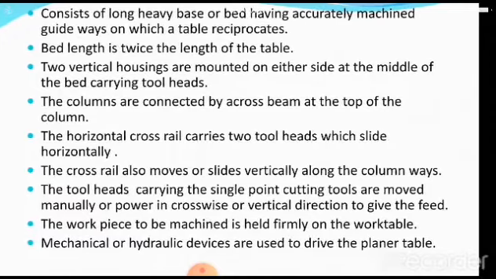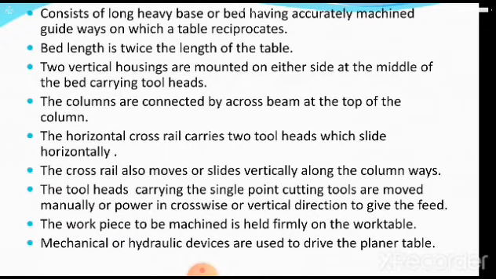The columns are connected by a cross beam at the top of the column, which I have explained just now. The horizontal cross rail carries 2 tool heads which slide horizontally. The cross rail also moves or slides vertically along the column ways. The tool heads carrying the single point cutting tools are moved manually or by power in the crosswise or vertical direction to give the feed. The workpiece to be machined is held firmly on the work table. Mechanical or hydraulic devices are used to drive the planer table.